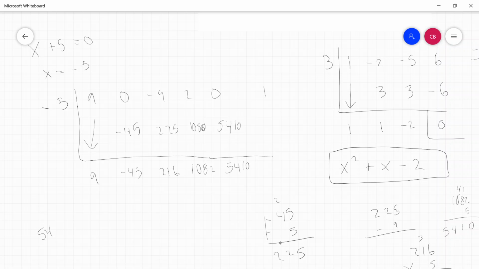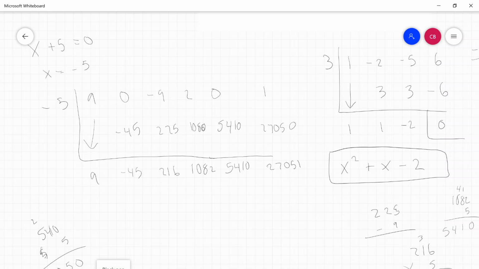Okay, 5,410 times 5. Oops, this is 0. 5, 20, 25, 27. Okay, so now we've got all this information. So let's fix it. And here we go.